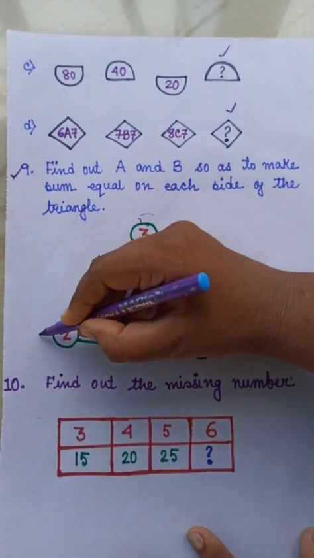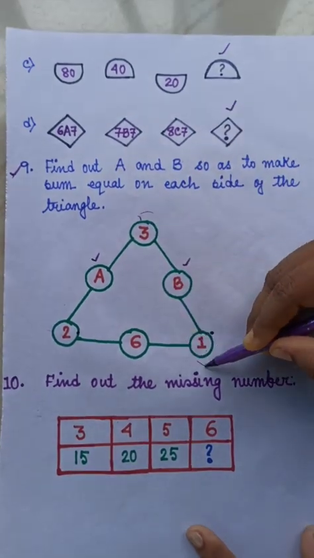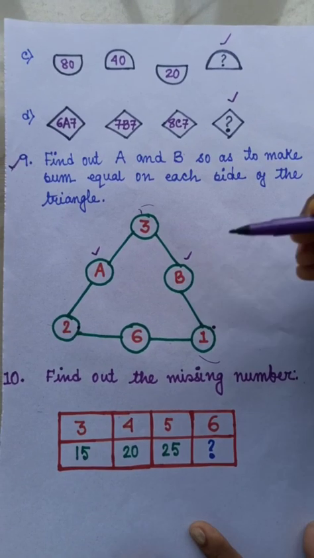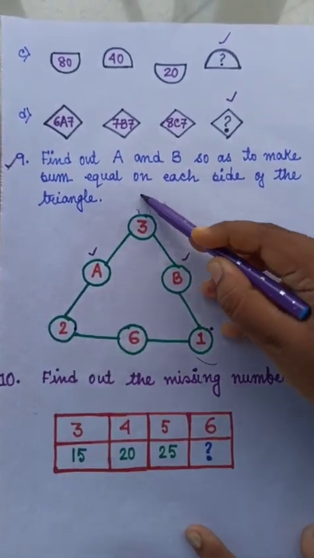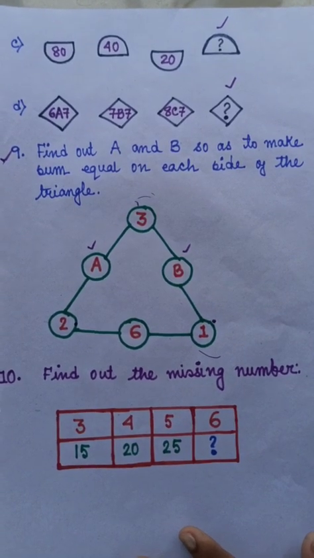That means when you add this line, it will be 9. When you add this line, it will be 9. So you have to find this number. Again, when you add this line, it will be 9. So you have to find this number. This is very important. A little bit tricky also.